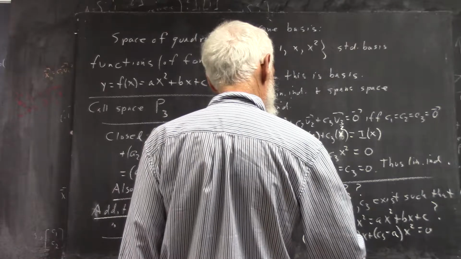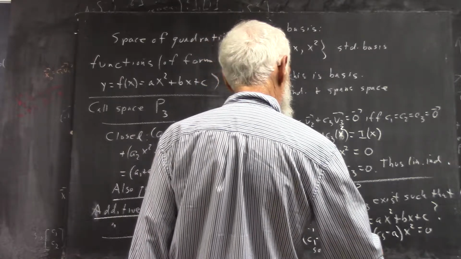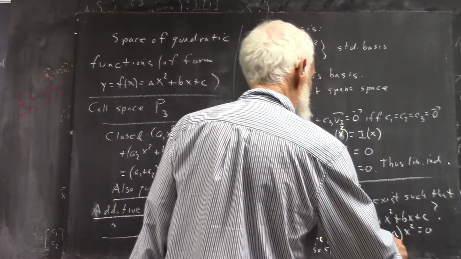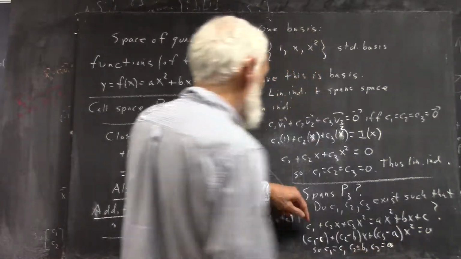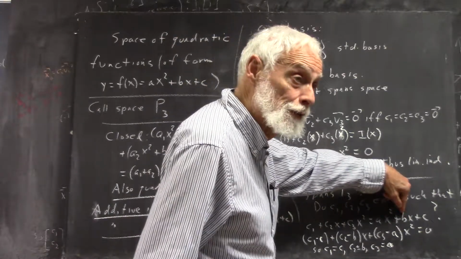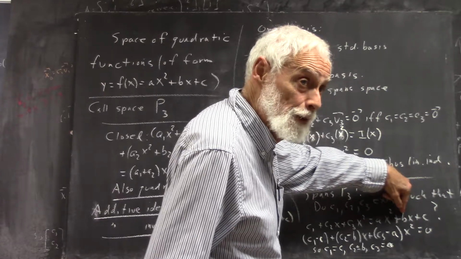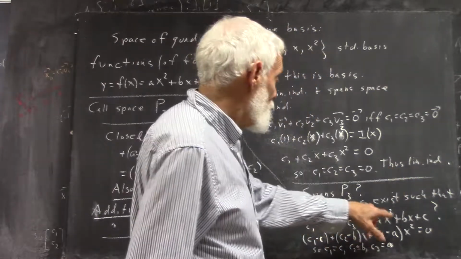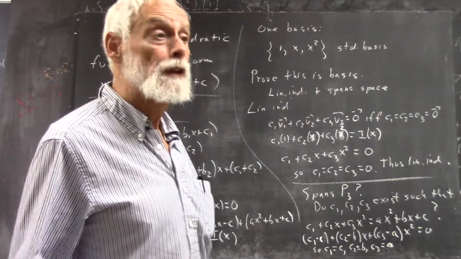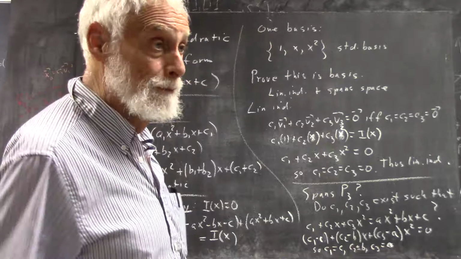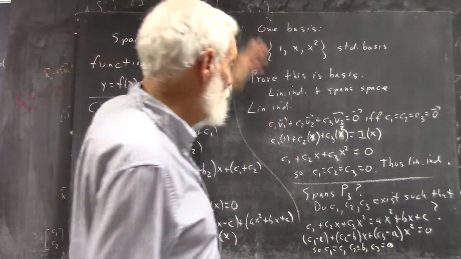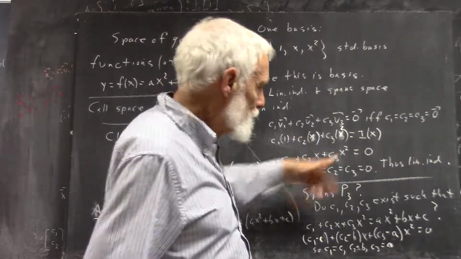So C1 equals C, C2 equals B, C3 equals A. In other words, you let this be C, let this be B, let this be A. These are equal. It doesn't matter what numbers I've got for A, B, and C, so that this is in the span of this set. So it's a vector space, and there's a basis. That's the standard basis. It's the simplest basis because it's the one that is easiest to match up with this form.